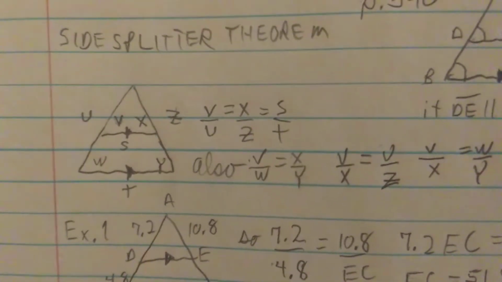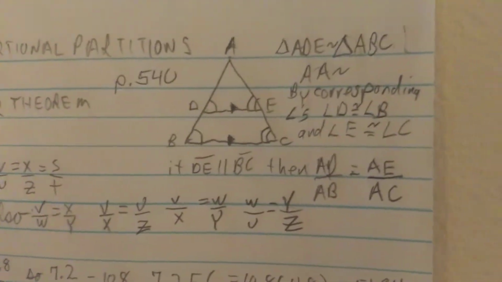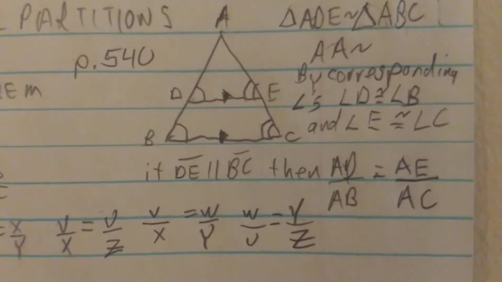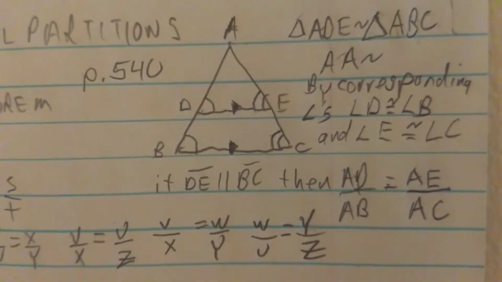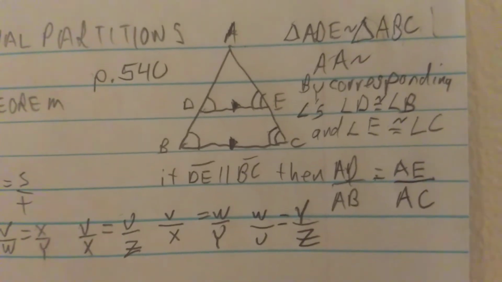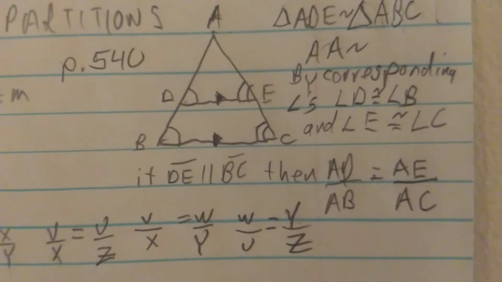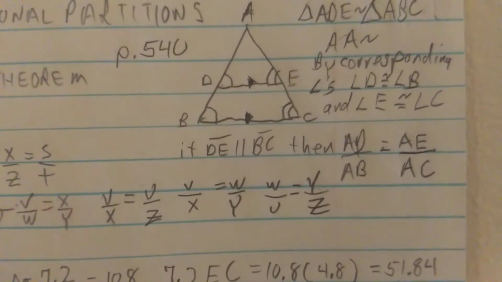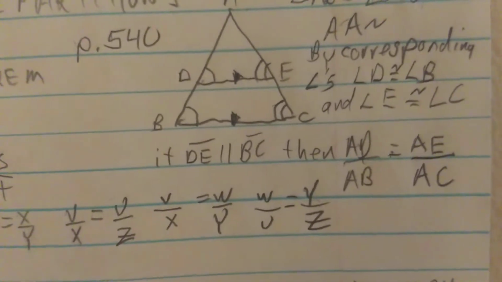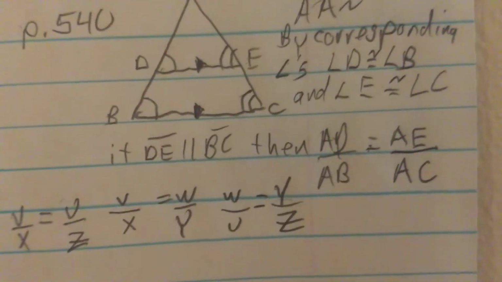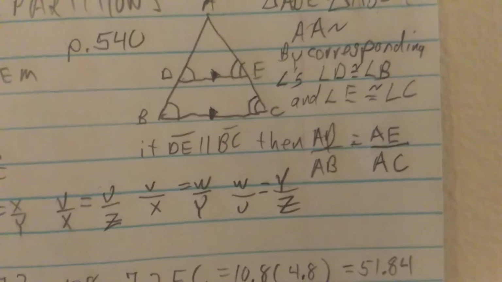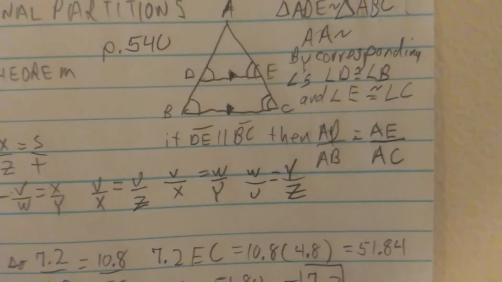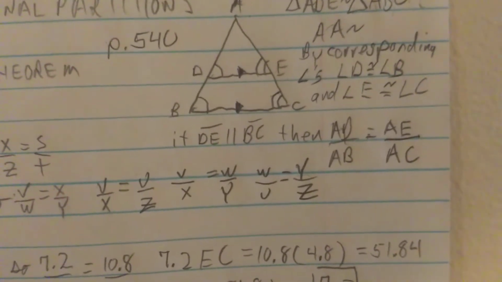So let's first look at this side splitter theorem, which is on page 540, and we're assuming that the top triangle here, ADE, is similar to the complete triangle ABC that includes the smaller triangle. And the reason we can say that is DE and BC are parallel, and the corresponding angle B is congruent to angle D, and angle E is congruent to angle C. So by AA, we do indeed have similarity between the small top triangle and the big triangle.